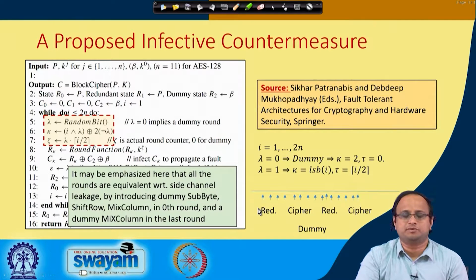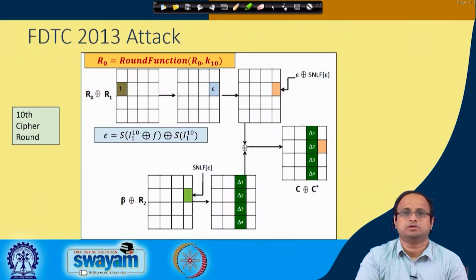Of course, we have seen a few points in the last class. The actual cipher round, the redundant cipher round and also the dummy rounds are constructed in a way so that they are equivalent, so that they cannot be distinguished by other side channel techniques like power or electromagnetics, so that it becomes difficult for the attacker to induce a fault at an opportune location.